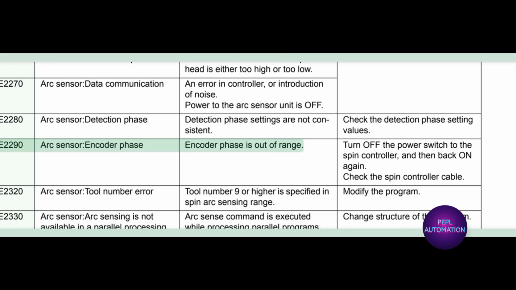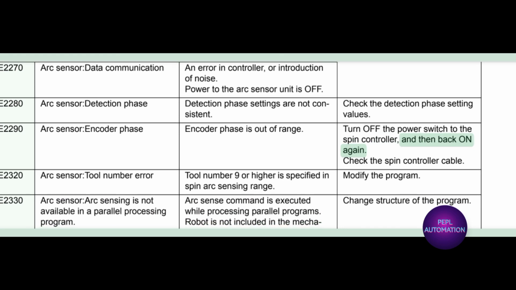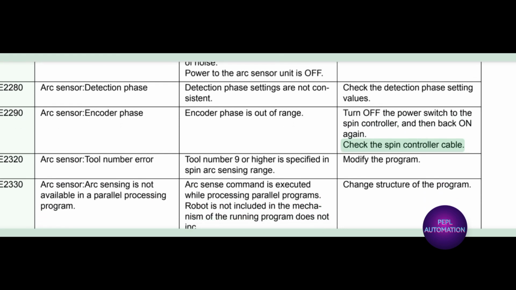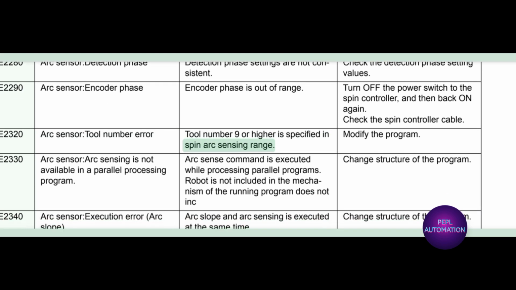E2290 arc sensor, encoder phase is out of range. Turn off the power switch to the spin controller, and then back on again. Check the spin controller cable. E2320 arc sensor, tool number error. Tool number 9 or higher is specified in spin arc sensing range.